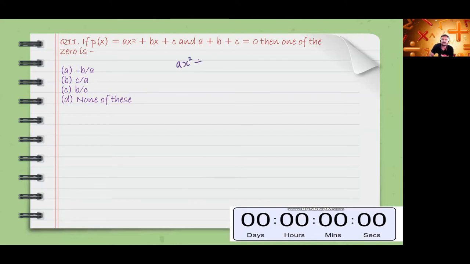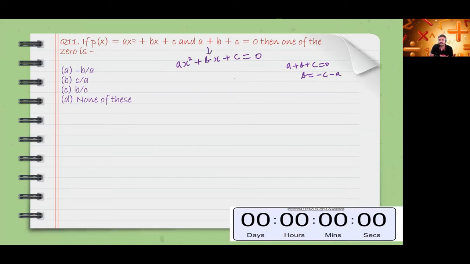Now see, our polynomial is what? ax square plus bx plus c, equal to 0. Whenever we want to find the zeros of any polynomial, we equate that polynomial with 0. Now what is given to us? a plus b plus c is equal to 0. So from here we will generate the value of b, so it will be minus c minus a, or minus a minus c, okay? And we will put it here in this equation.